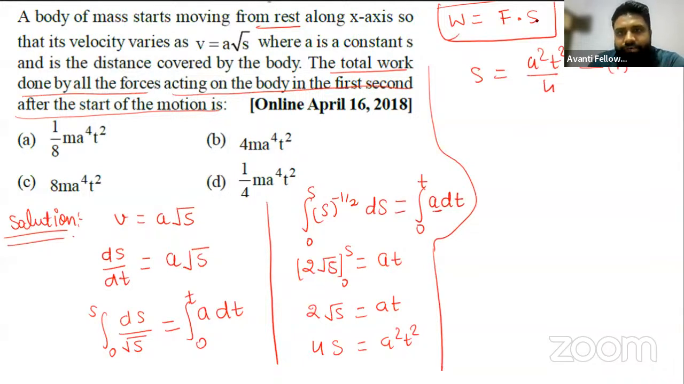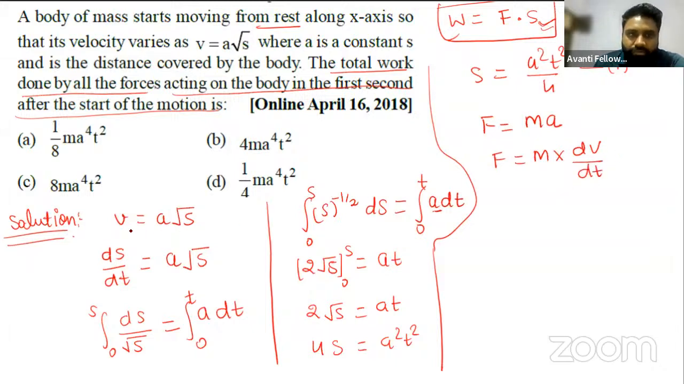Now the s part is clear to you. As we have found it out, now we have to find out the force. Simple, very simple, take it step by step. So F is equal to mass into acceleration. Now this A and this A are different. This A is a constant which is given to us, this A is the acceleration. So F is equal to m, acceleration you can write dv by dt. Can you calculate this dv by dt? Yes, of course. From this relation we can calculate it.